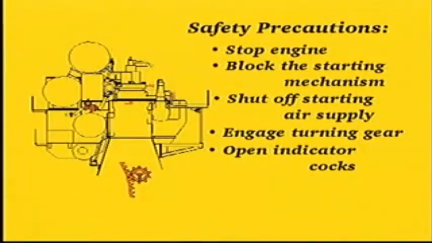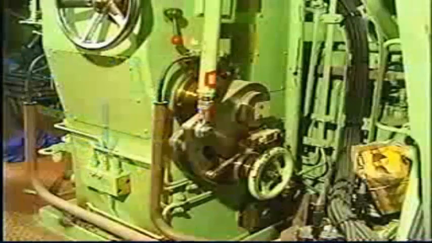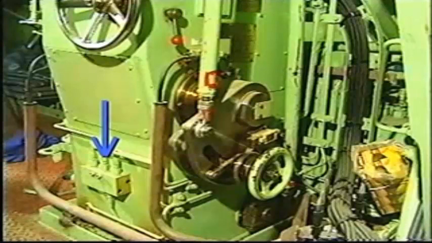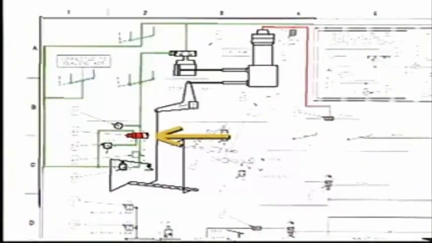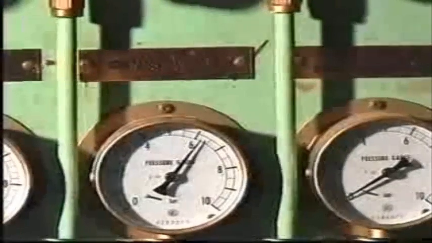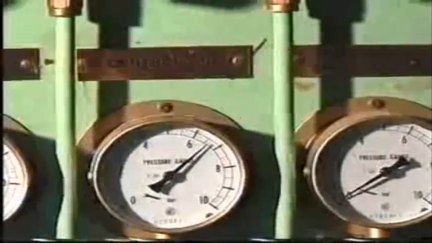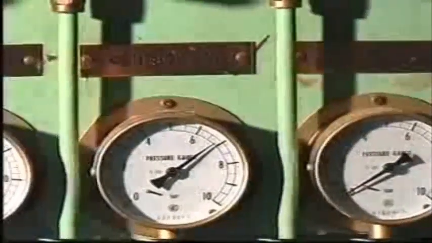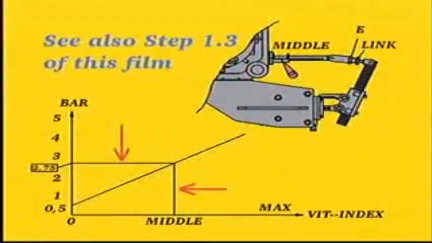Stop the engine before making any adjustments. Make sure that control air is able to pass the changeover valve. Supply a control air pressure of 7 bar to the pilot valve. If the links were adjusted in step 1.4, then adjust again so that a control air pressure of 2.75 bar corresponds to the middle value of the VIT-rack.